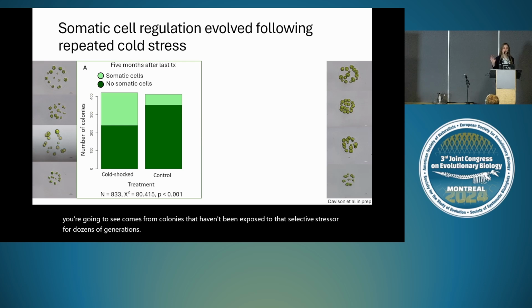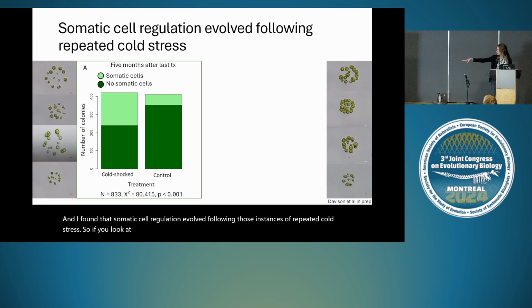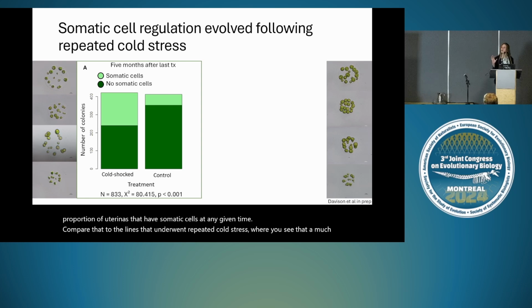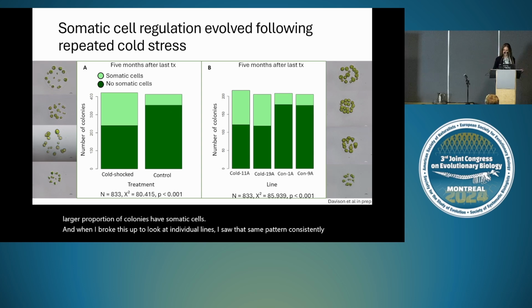And I found that somatic cell regulation evolved following those instances of repeated cold stress. So if you look at the control lines on the bar on your left, you see that the majority of colonies are undifferentiated, that's shown in dark green, although there is a small proportion of Uterinas that have somatic cells at any given time. Compare that to the lines that underwent repeated cold stress, where you see that a much larger proportion of colonies have somatic cells. And when I broke this up to look at individual lines, I saw that same pattern consistently repeated across my lines.